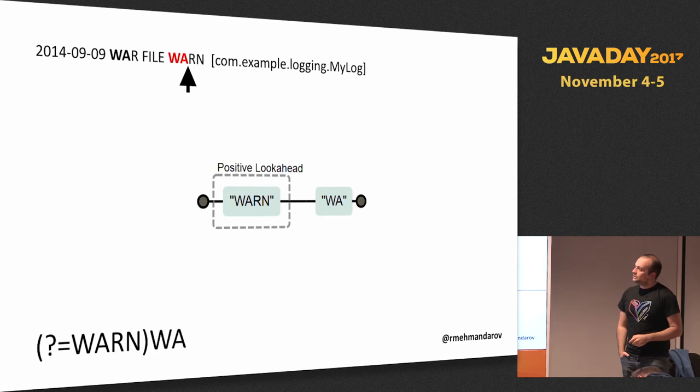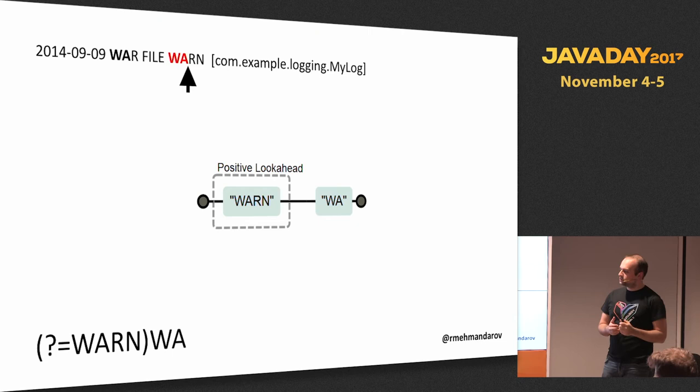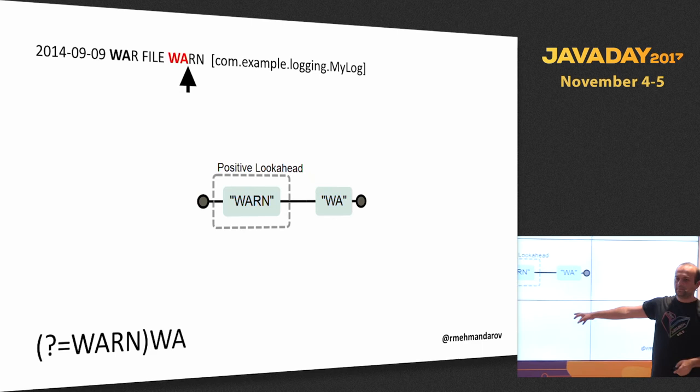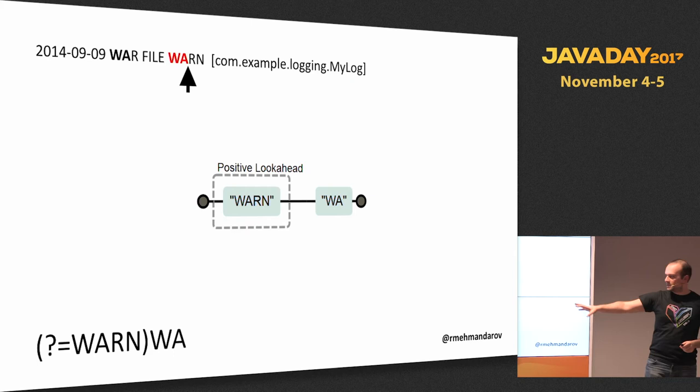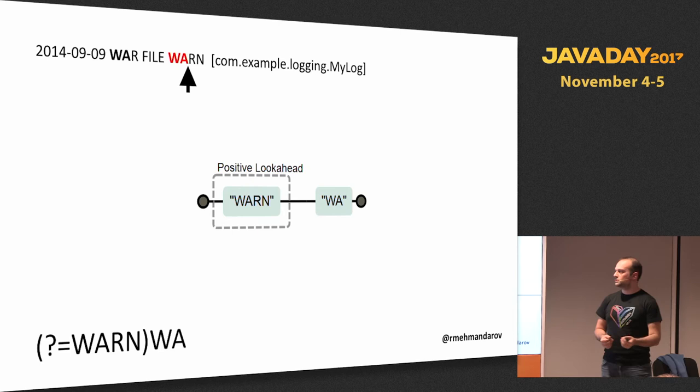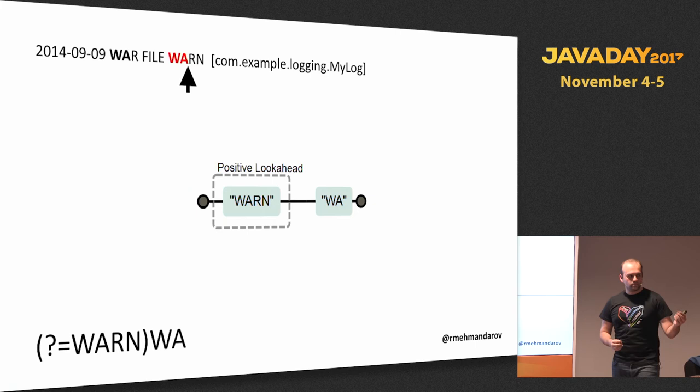You say, look, I don't want you to match WA if it's not worn there. If it says some other kind of thing, for example, war file or something, I don't want you to match that. Because you might, for example, want to use regular expressions to replace worn with warning, or to replace a name with your username, those kind of usual usages of that. But again, you know what you want to match, but you also know what you should not match. And in this case, you should not match anything that is not worn.